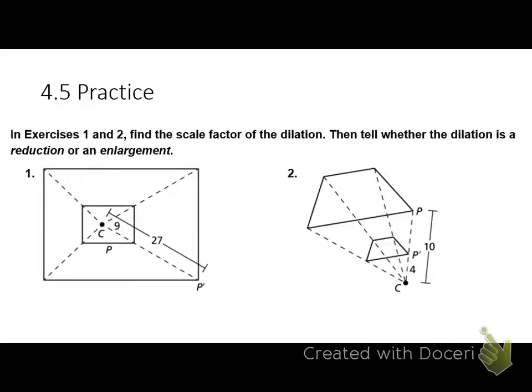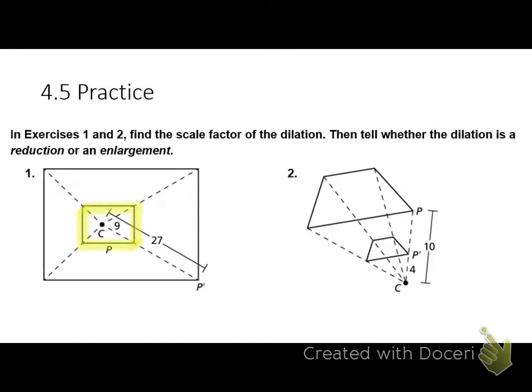Alright, so these are at the top of 4.5 practice. In exercises 1 and 2, find the scale factor of the dilation and tell whether the dilation is a reduction or an enlargement. This is like an aerial view of two rectangles, not a square, two rectangles. Which of the rectangles is the original? The smaller one. We know that because it has just the letter P.